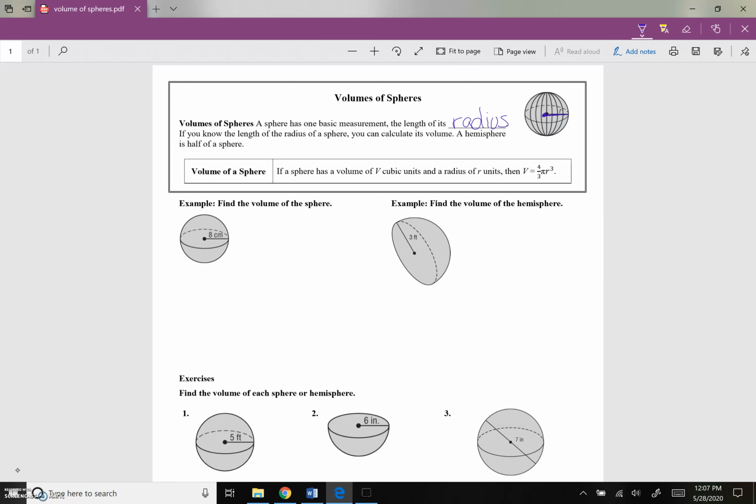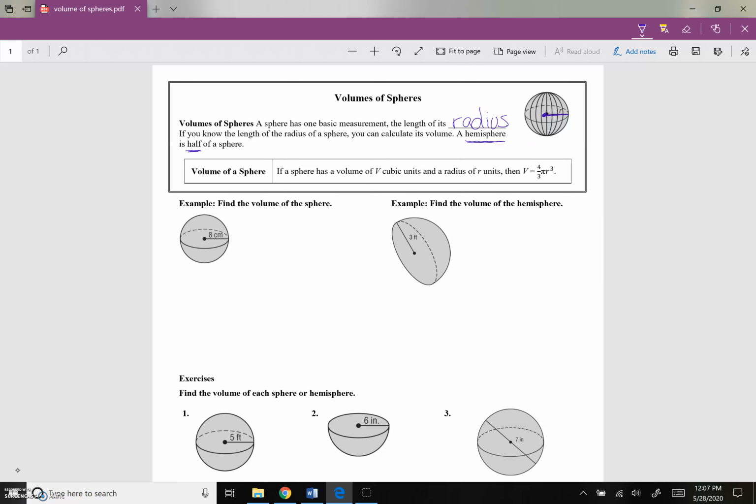Another shape that we're going to deal with today is a hemisphere, and a hemisphere is just half of a sphere. So we're going to find the volume of the whole sphere when we're doing hemispheres, and then we're just going to cut it in half, and we'll see that when we get to example 2 here.